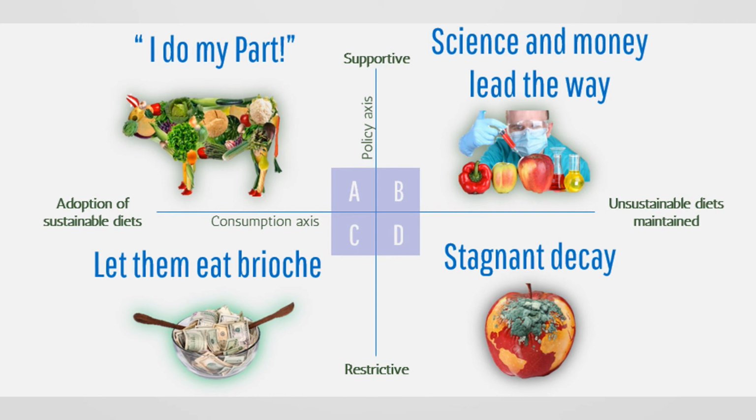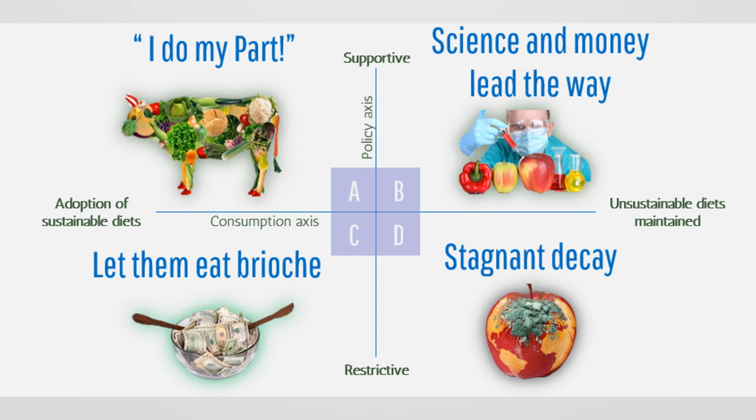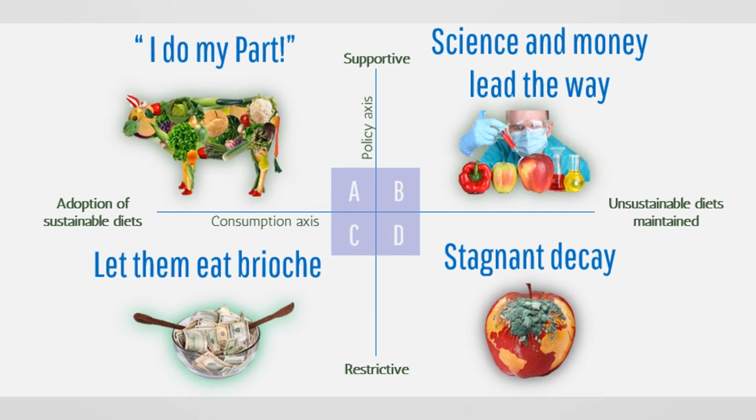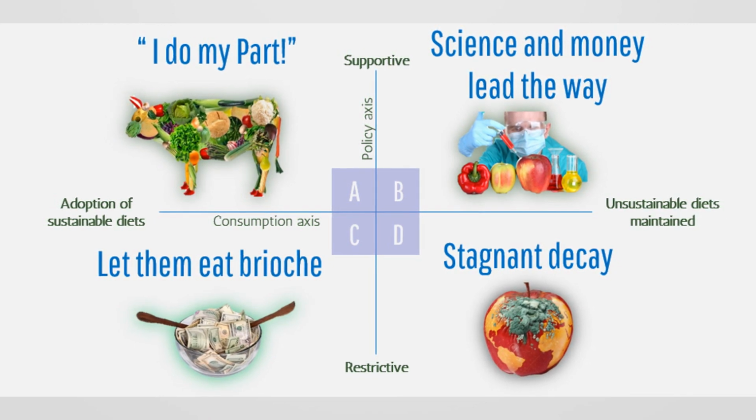We can now introduce you to the 4 scenarios. Scenario A is called I Do My Part. Scenario B is called Science and Money Lead the Way. And Scenario C is called Let Them Eat Brioche. Scenario D finally is called Stagnant Decay. Over the next lectures, we will dive deeper into them so you can make up your mind about what kind of future you want to help build.